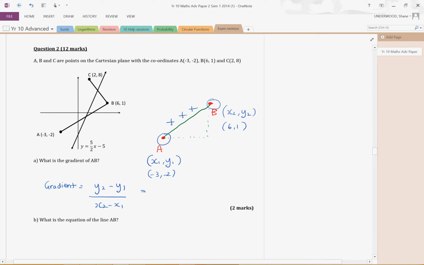You should know that the gradient is going to be positive because this guy is like, hey, man, I'm feeling really positive now because I'm walking up a hill. So you know your answer's going to be positive. If you get a negative, then you know you've done something wrong, haven't you? Let's go and shove those values in there. Y2 is 1, minus, use brackets please, y1 is negative 2, over x2 is 6, minus x1 which is negative 3.